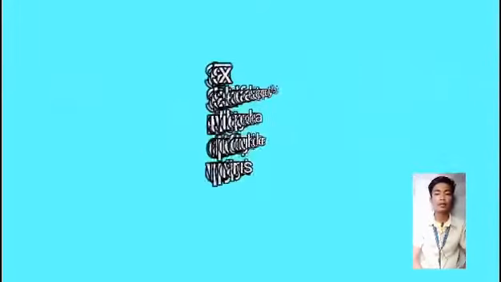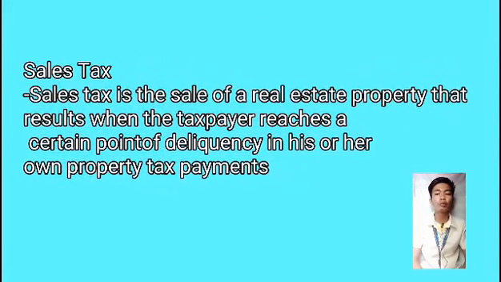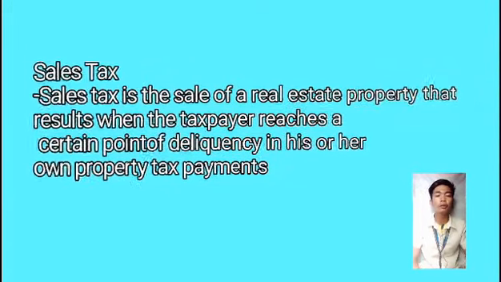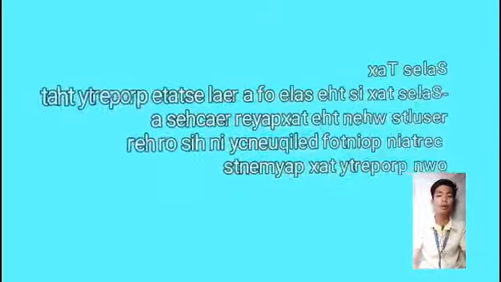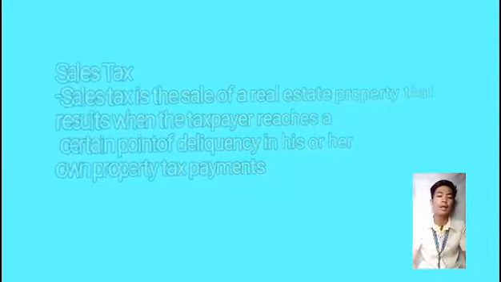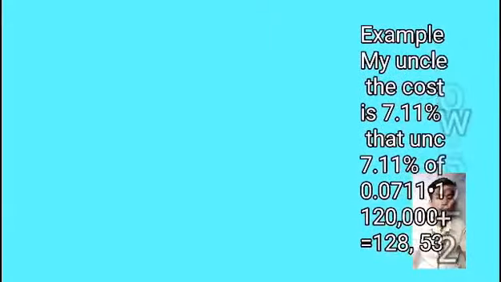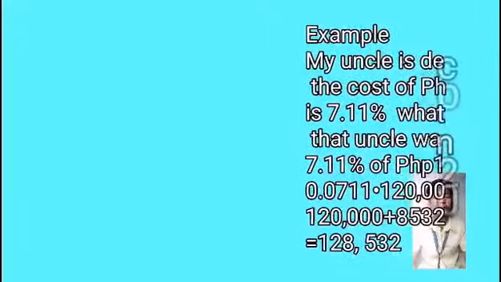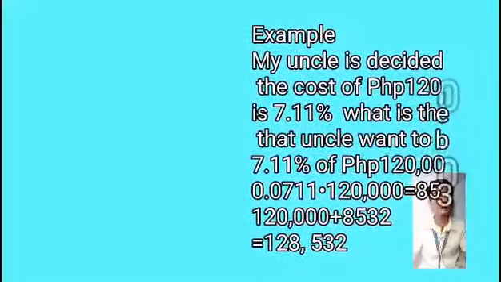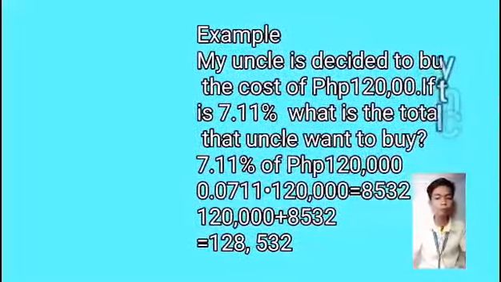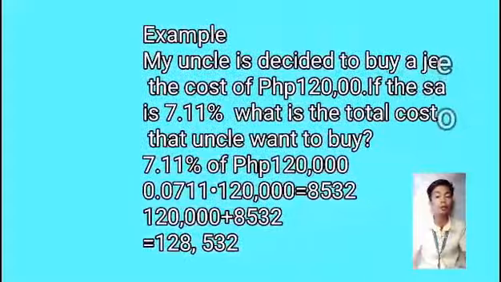Next is, what is sales tax? A sales tax is the sale of real estate property that results when a taxpayer reaches a certain point of delinquency in his or her own property tax payment. Example, my uncle wants to buy a jeep with a cost of 120,000. If the sales tax is 7.11%, what is the total cost of the jeepney that my uncle wants to buy?